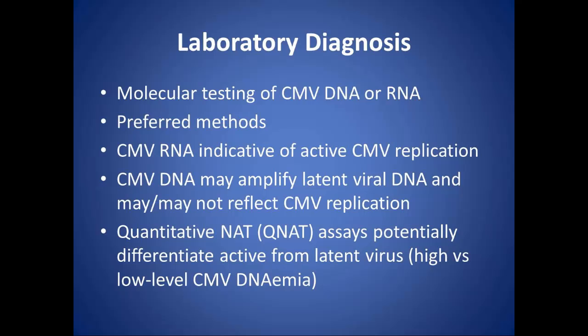So really the preferred method now, like we said, is molecular testing, where you're looking for CMV DNA or CMV RNA. And actually CMV RNA is very indicative of active CMV replication. The DNA can be extra sensitive. So you may see a positive CMV DNA in somebody who just has latent CMV, but it tends to turn positive very early, and you can quantify the DNA so that it makes it very useful for diagnosing very early CMV replication. So pretty much CMV DNA by quantitative NAT testing is the method that's used to detect CMV.